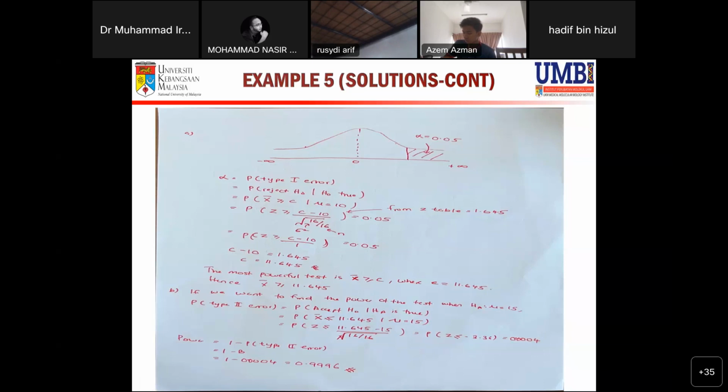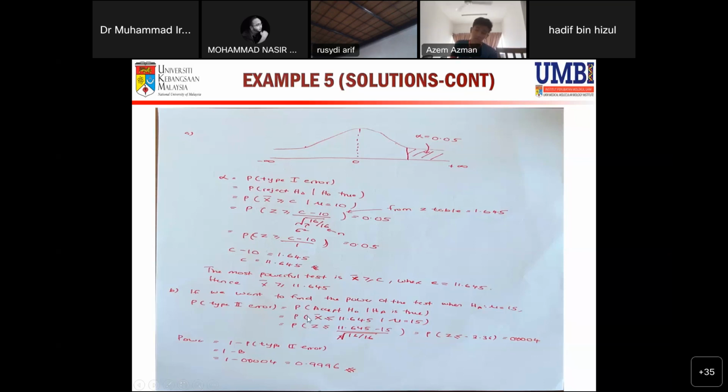So for the second part, if you want to find the power of the test when the alternative hypothesis is true, in this case, mu equals 15. The first thing is we need to find the type 2 error, because the power of the test is 1 minus the probability of committing a type 2 error. So the probability of type 2 error is equivalent to the probability of accepting the null hypothesis when the alternative hypothesis is true, or when the null hypothesis is false.